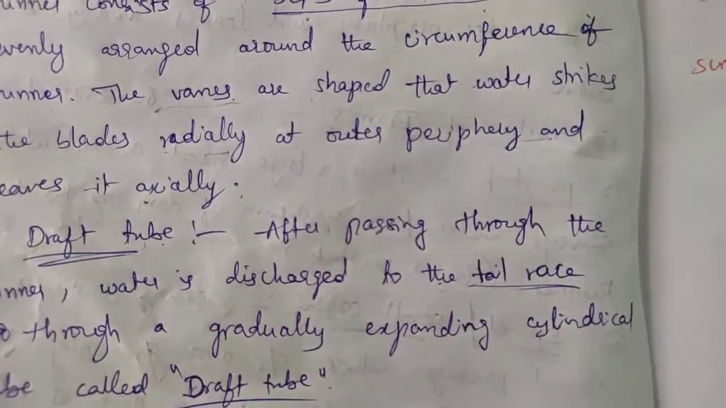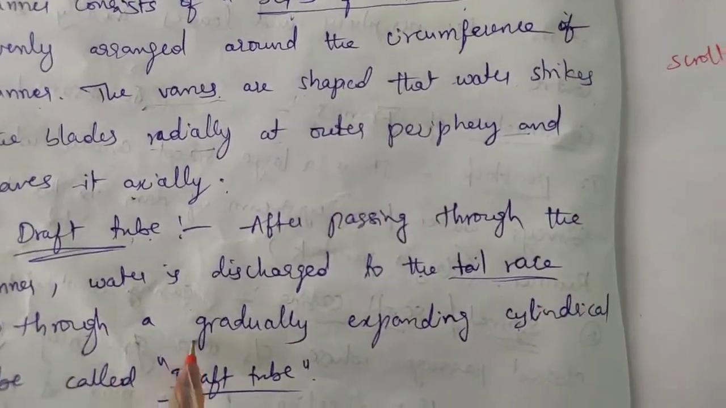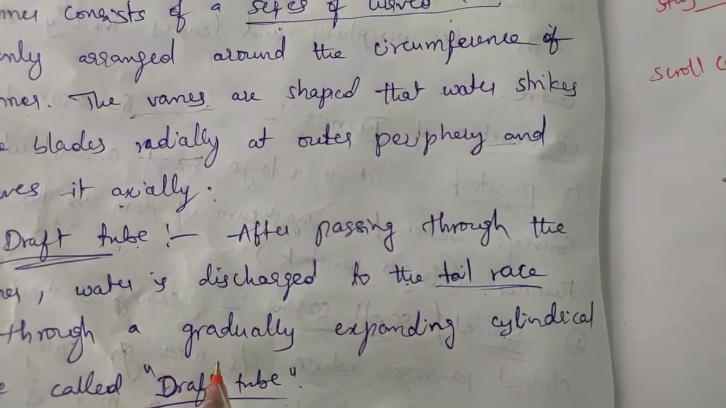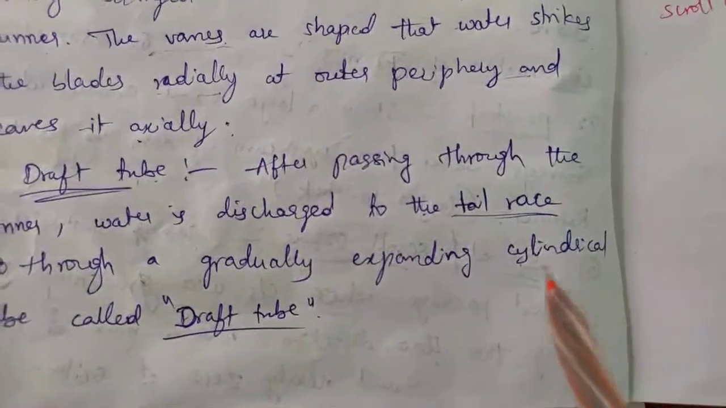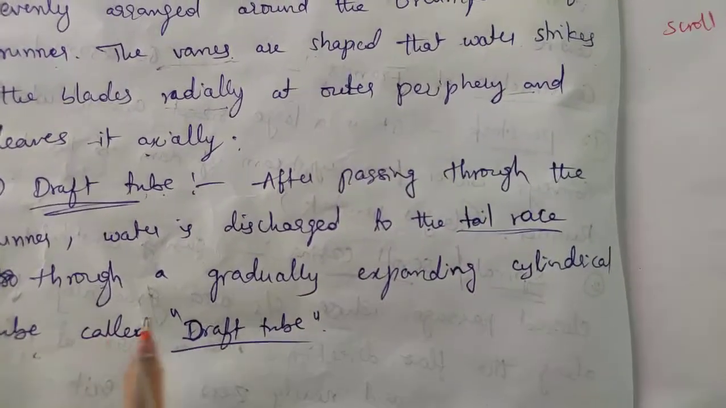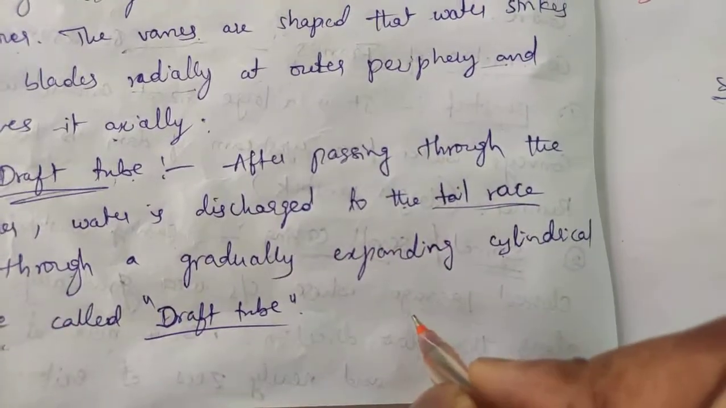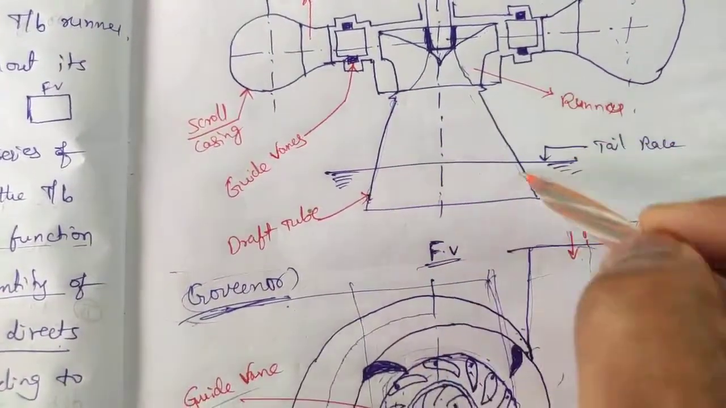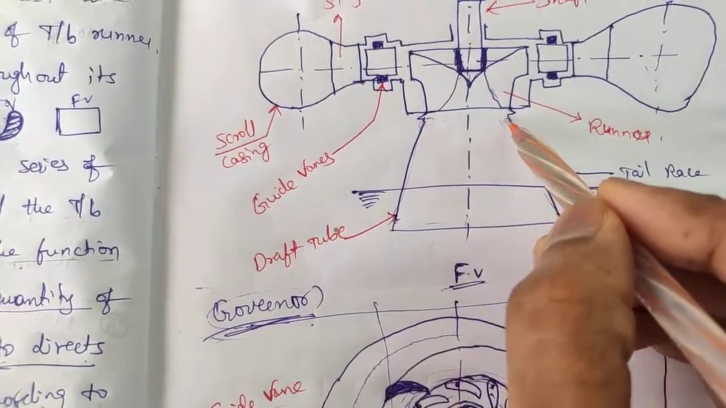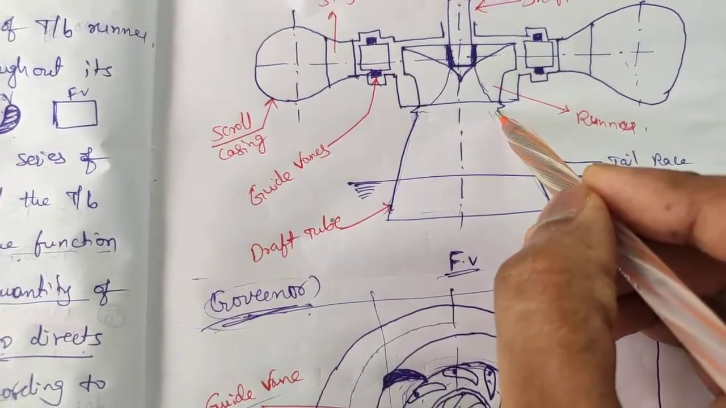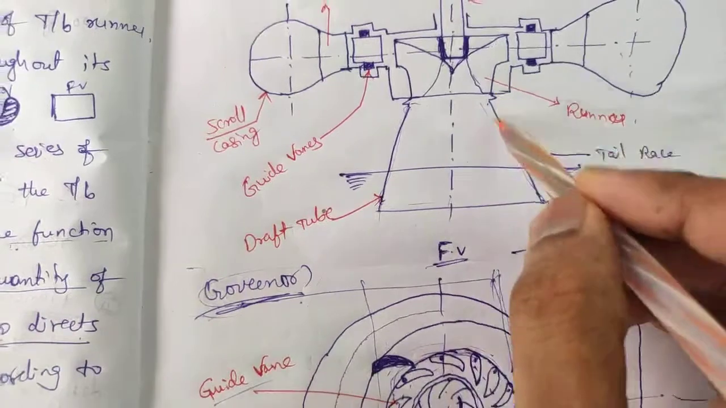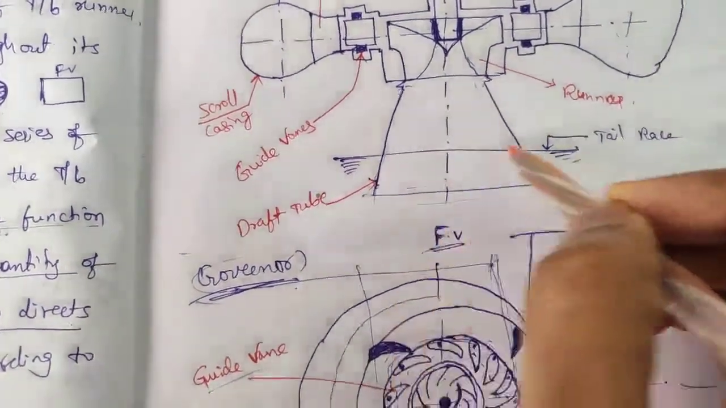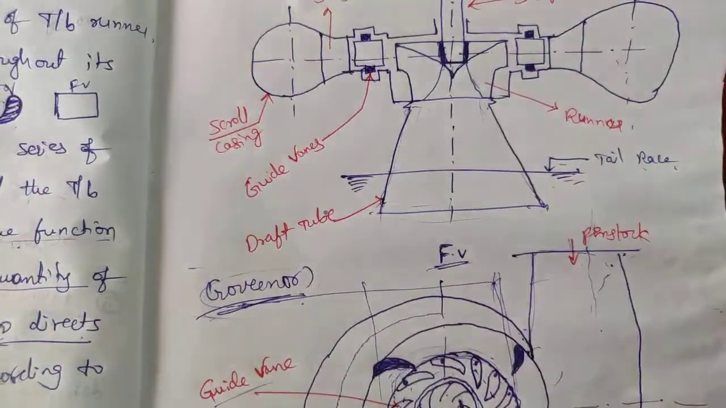So how does this draft tube construction look? It is a cylindrical tube whose diameter gradually increases. Here at the inlet the diameter is minimum, and at the exit the diameter is maximum. This draft tube is dipped in the tail race.